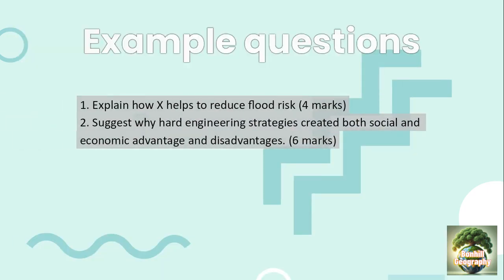Now, there's technically really two types of questions that could come, as well as the evaluate question that we looked at in soft engineering. My first example is a 4-mark question, which says explain how X helps to reduce flood risk. So sometimes we'll be asked to identify what the strategy is, and then explain why that is leading to a reduction of flood risk. This could be either on a map, which would be very difficult, or this could be on a photo. Number 2 says, suggest why hard engineering strategies create both social and economic advantages and disadvantages. So it's essentially an evaluate style question. Please do pause here and have a try at these questions now, before looking on at my model answers.